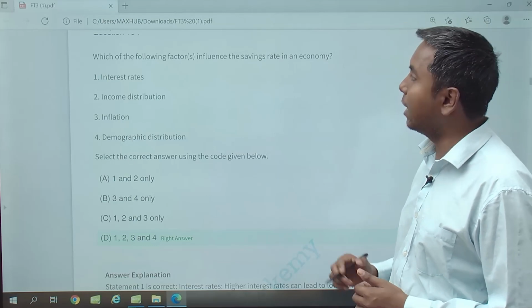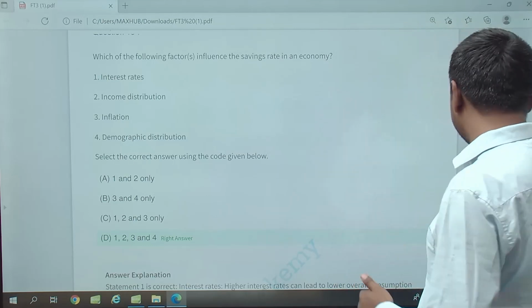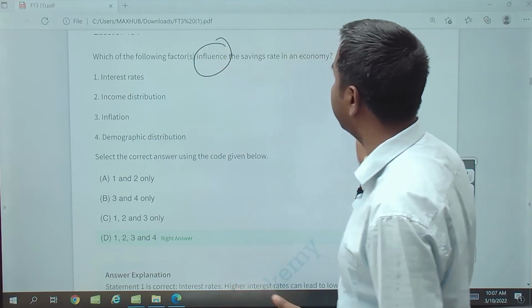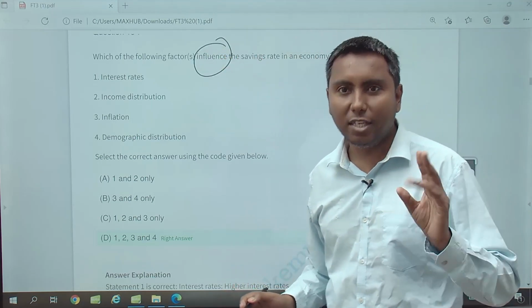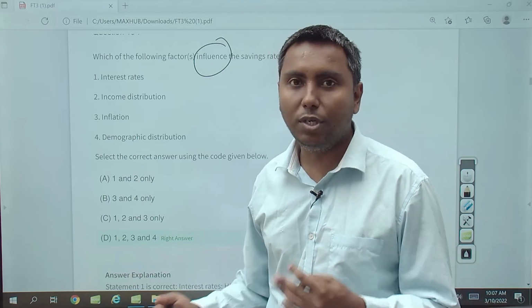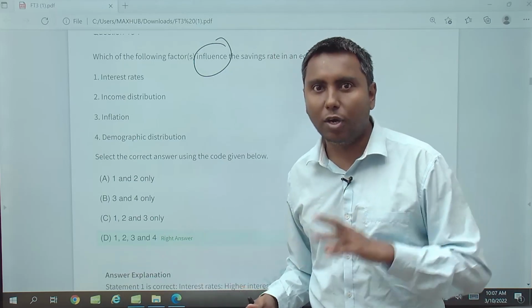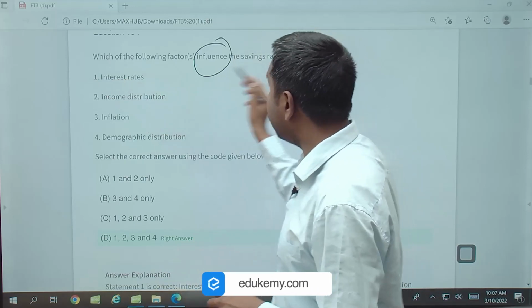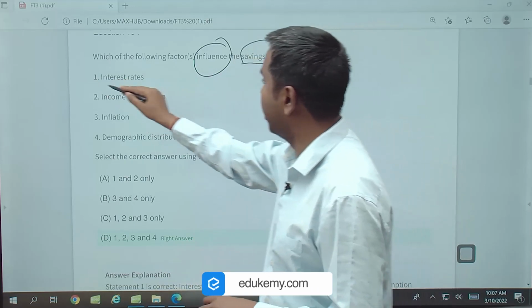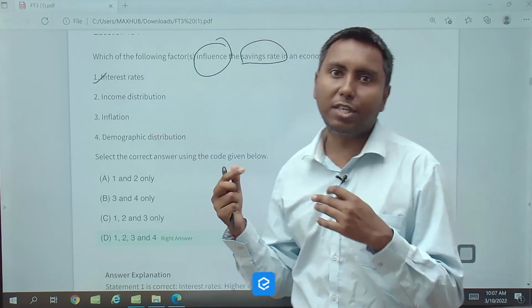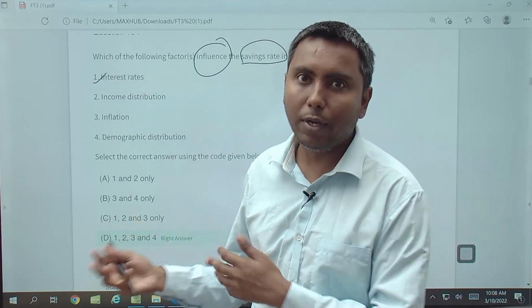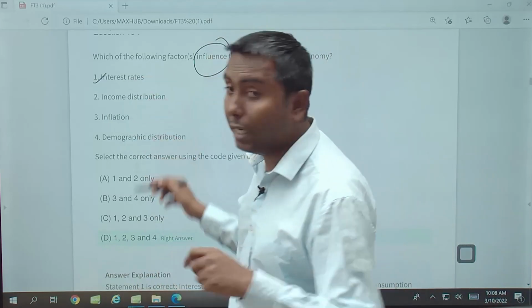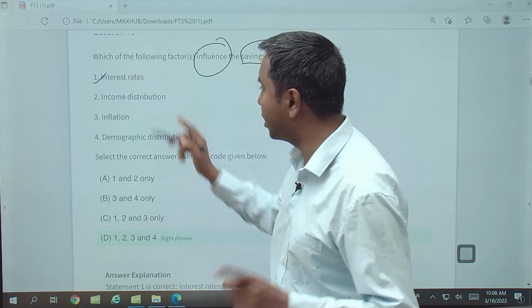Question number 19. Which of the following factors influence the saving rate in an economy? Okay, so here the keyword is influence. It is not asking you to decide whether it will increase or decrease. So your life has been made easy. Now, of course, interest rate. You know that if interest rate increases, then people will deposit money in the bank to get more interest, so of course it will increase the saving rate. So interest rate will determine.